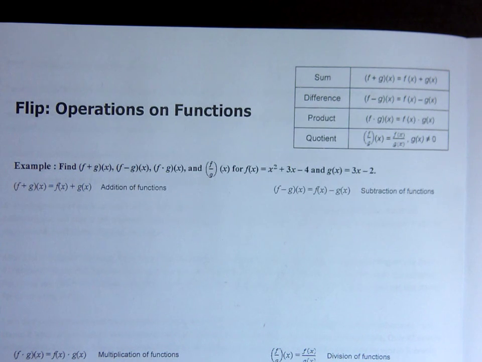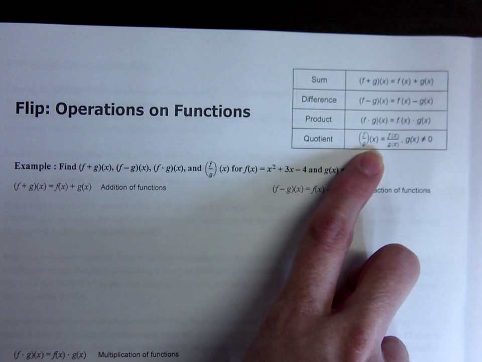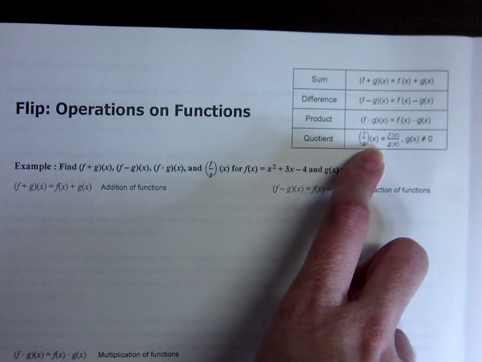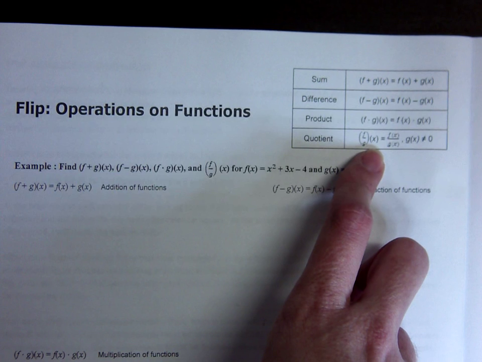Let's talk about operations on functions. It's as complicated as it looks when we start using all the function notation. It really boils down to just doing the same kind of operations you already know, only instead of simple terms, we're going to do it with whole expressions.